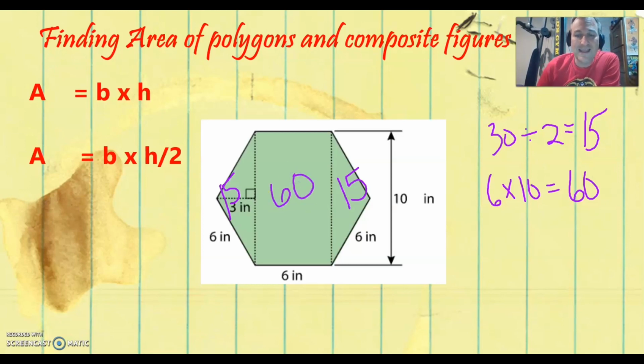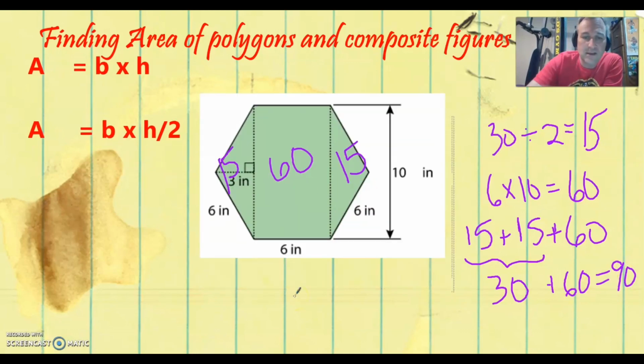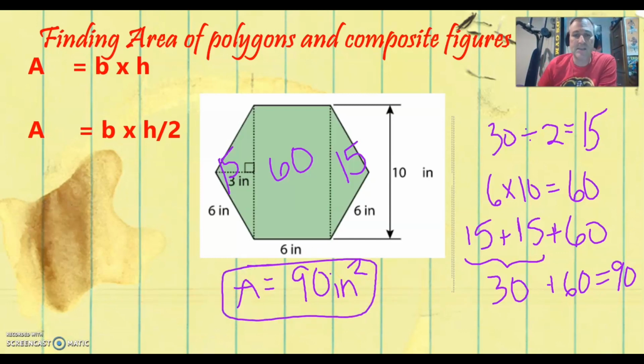So if I were just to add those all up, I would do 15 plus 15 plus 60. And 15 plus 15 is 30. And 30 plus 60 equals 90. Area equals 90. This is in inches, and of course, squared. Don't forget that. There's your answer for that one. So that's how to find the area of polygons that have different shapes rather than just area of triangles.